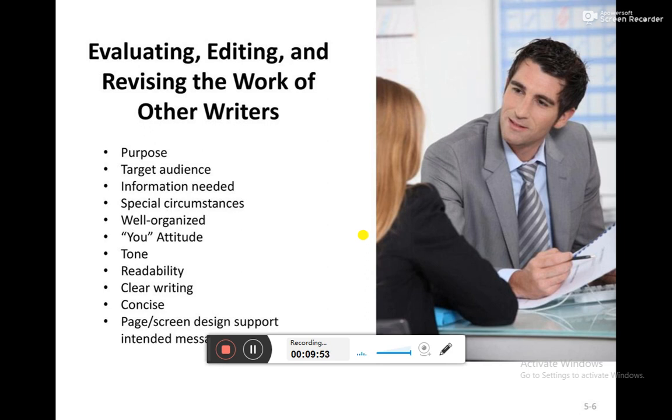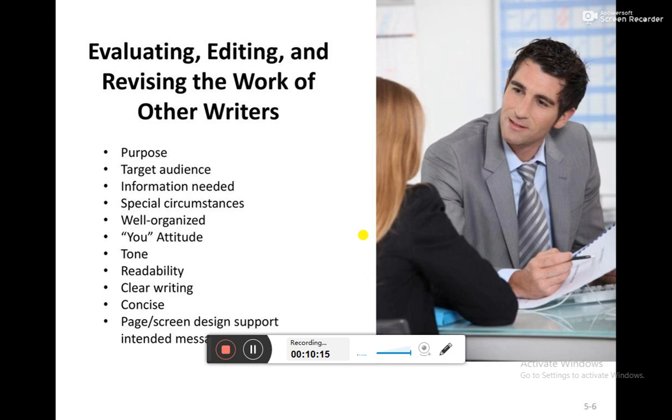Okay, now in the next slide, we are going to discuss evaluating, editing, and revising the work of other writers. So, at many points in your career, you will be asked to evaluate, edit, or revise the work of others. Before you dive into someone else's work, recognize the dual responsibility that you have.